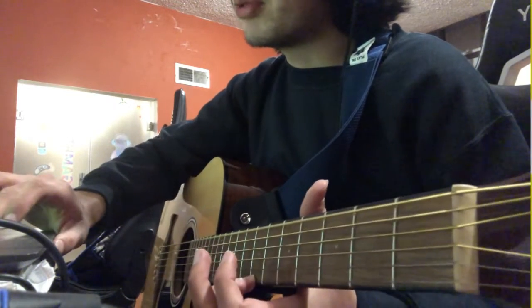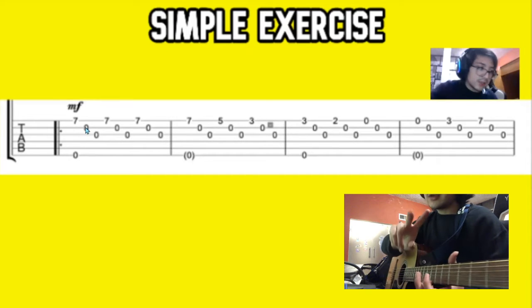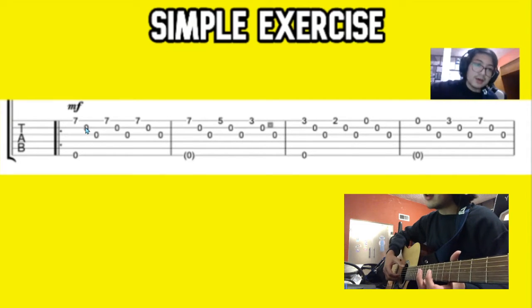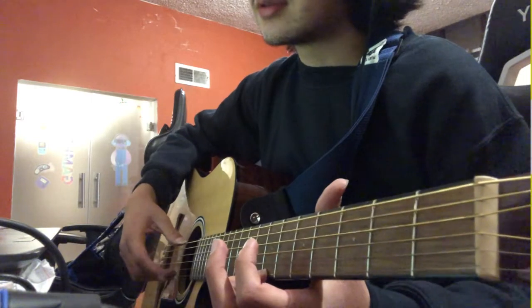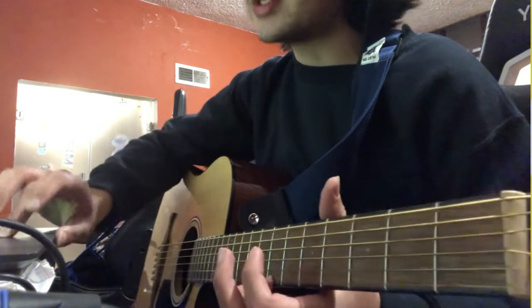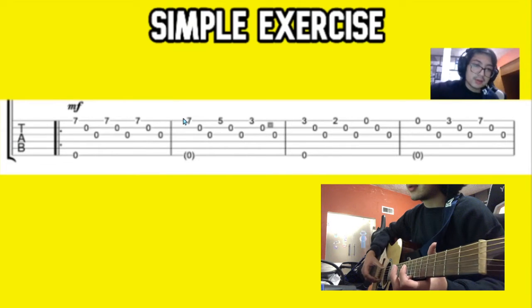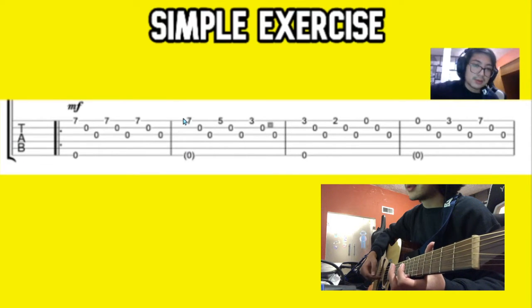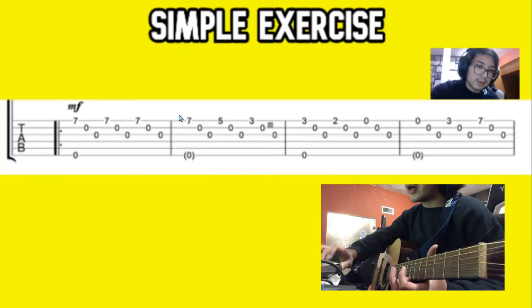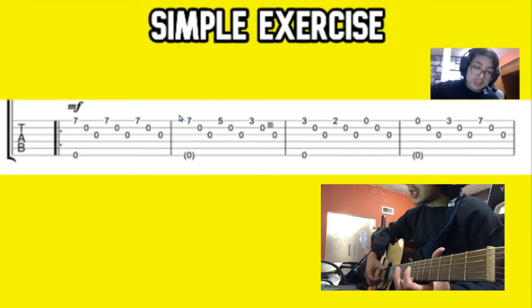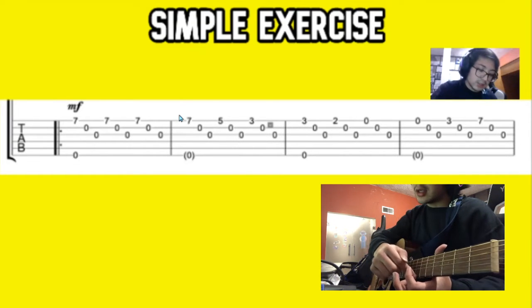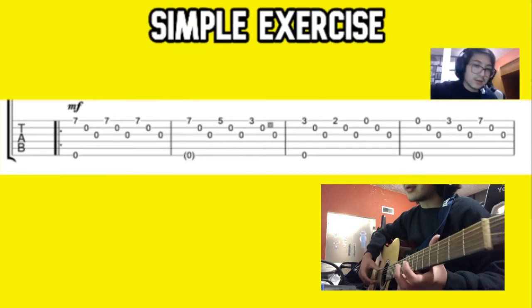And then you simply have to play with this finger and this finger, the 2nd and 3rd string. And you simply repeat that 3 times. You then play that part in which you play the 6th and 1st string at the same time while placing the finger in the 7th fret.